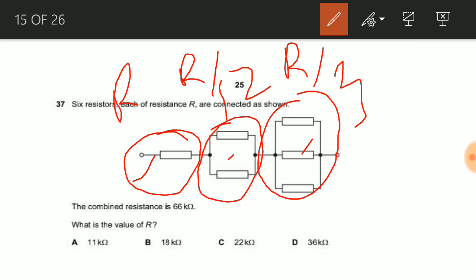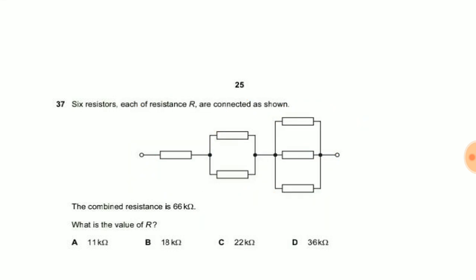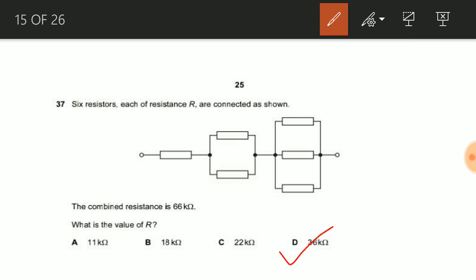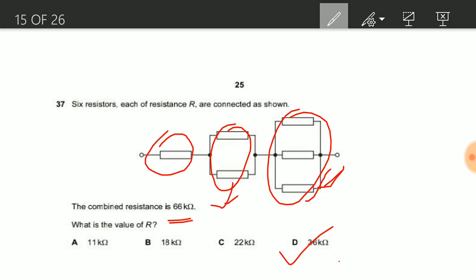Now the first resistance R, and R by 2 and R by 3 are in series combination. Because of that we can add them, and the final result of them is 66. On solving this, R plus R by 2 plus R by 3 is equal to 66. We will get our answer, and our answer for this question will be 36. Simply we add R by 2 and R by 3. Because of parallel combination here we will get R by 2, because of parallel combination here we will get R by 3, and their sum will be 66, and we will get our R. So option D is the correct answer.